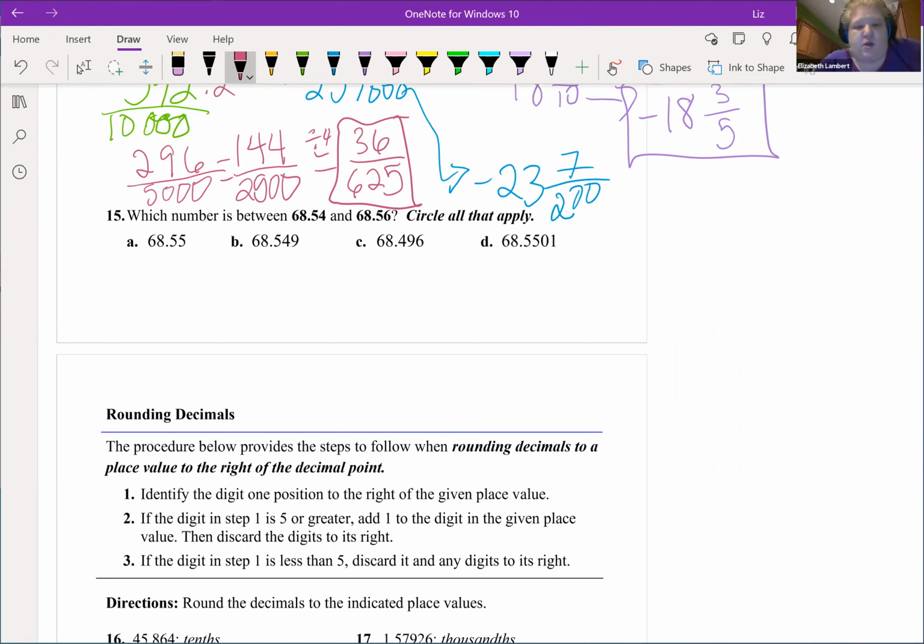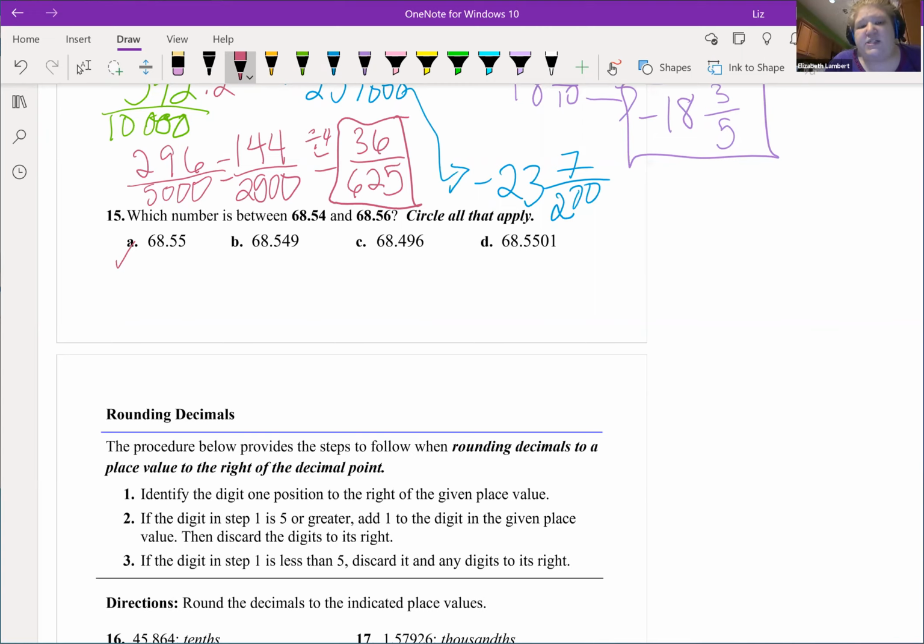All right, so the first one, which number is between 68.54 and 68.56? Well, 68.55 is definitely between those. The front number is the same, and if you notice, all of them, the front number is the same. So really, we're just trying to figure out which of these decimals is in between 0.54 and 0.56. 0.55, though, is the 54, 55, 56. Yes, that one for sure is in between. But then we get to 0.549.